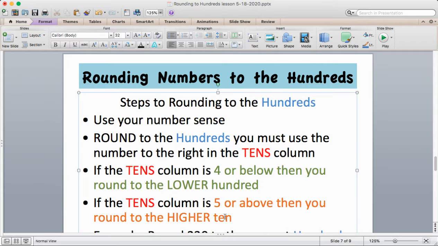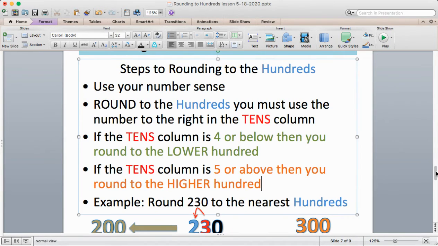If the tens column is 5 or above, you round to the higher 100. Now we're going to look at an example right underneath there. Right underneath there is an example of 230 to the nearest hundreds.